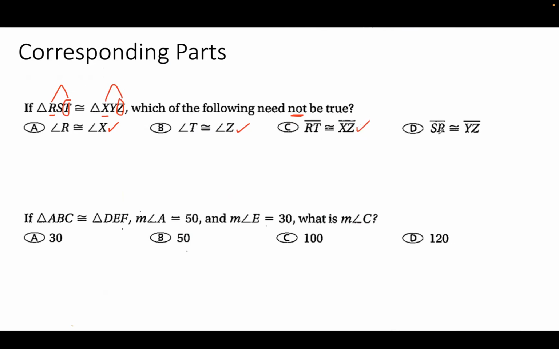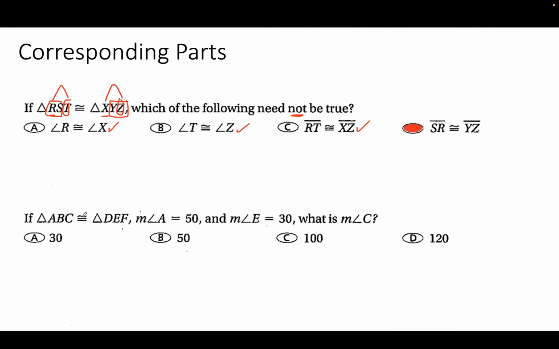So it looks like it's going to be this last one. If I look at this one, SR here is the first and second letter, is congruent to YZ, but that is the second and the third letter. So those are not in corresponding position. So answer choice D will be my answer for that one.